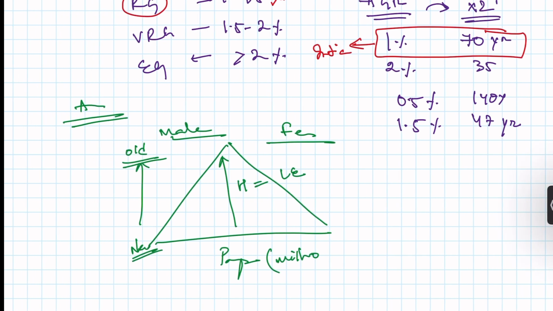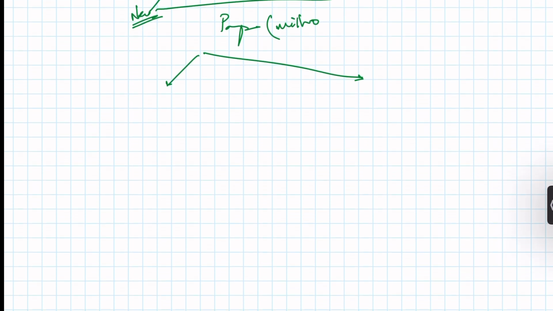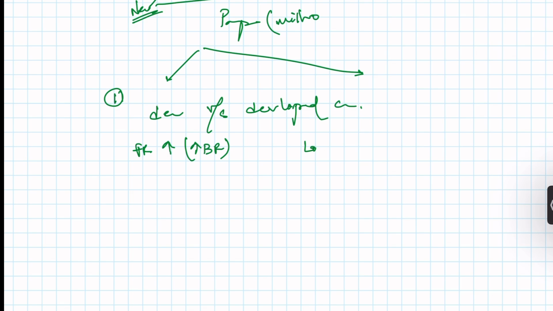So, classification of this pyramid. Now this is classified into two. One is based on developing versus developed countries. In a developing country, the fertility rate is high. What does it indicate? It is due to high birth rate. And in a developed country, it is lower, that is due to low birth rate.